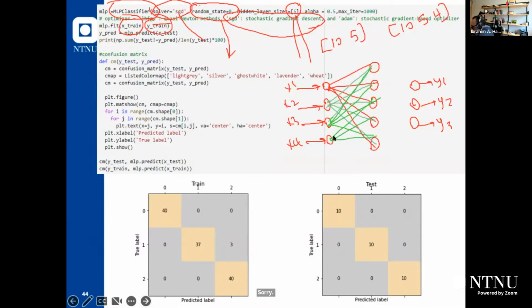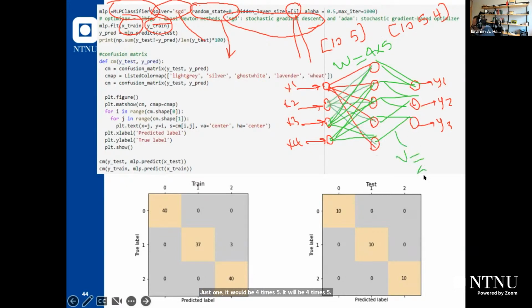So it will be like this. Connections. Right? It will be like this. So the dimension of this weight, this one, it will be 4 times 5. This one, V, for example, it will be 5 times 3. We have here bias, correct? So it will be like this.